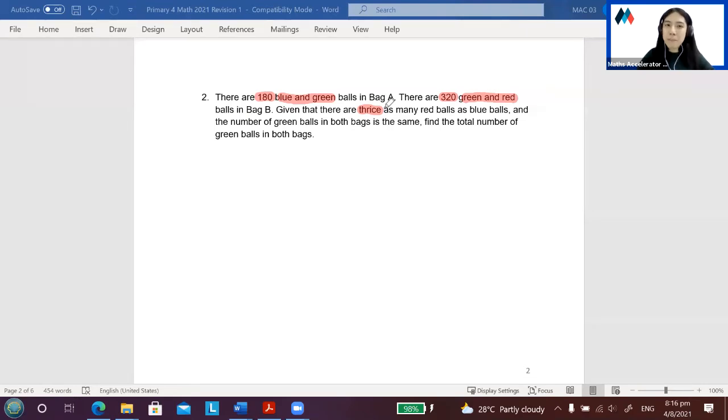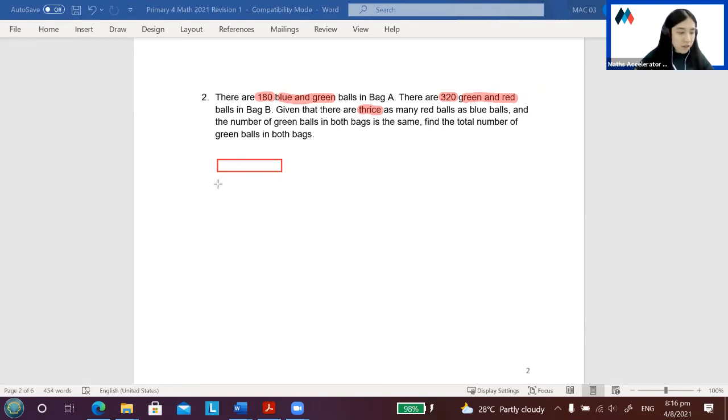Very good. The green balls, right? Here we have green balls and we have green balls. This question says the number of green balls is the same. So let's draw our model like we did earlier. First, let's do bag A. That is 180 blue and green balls.